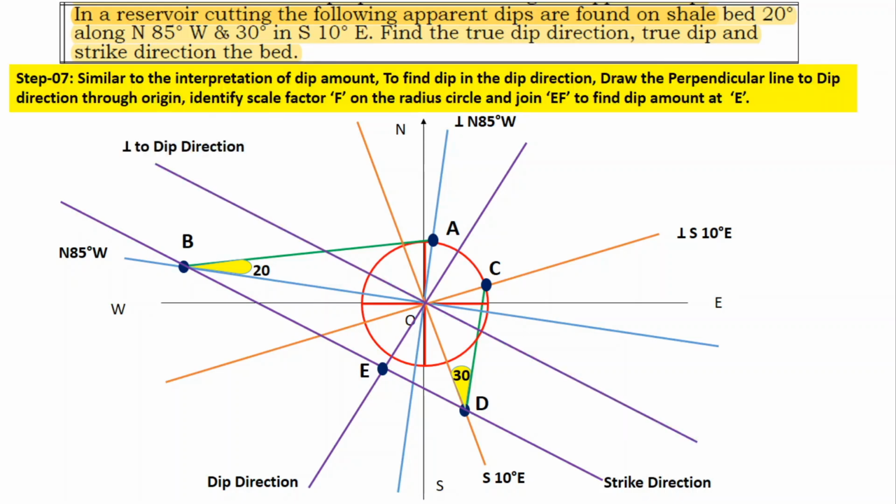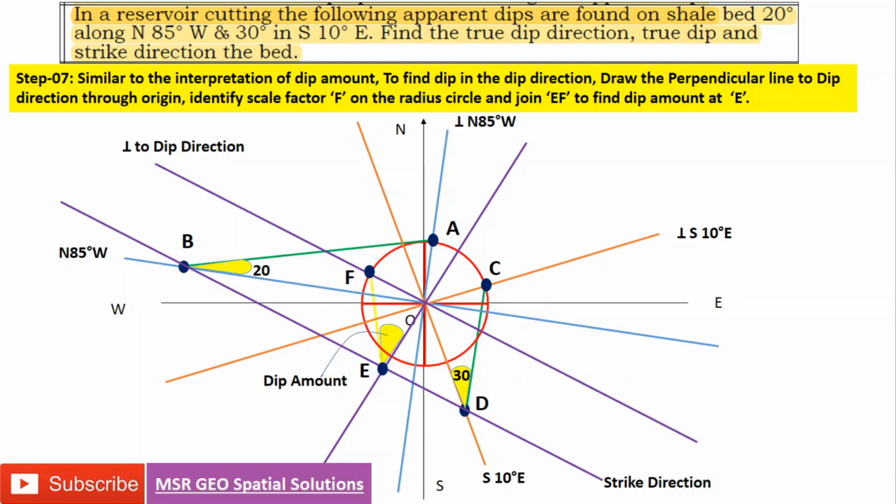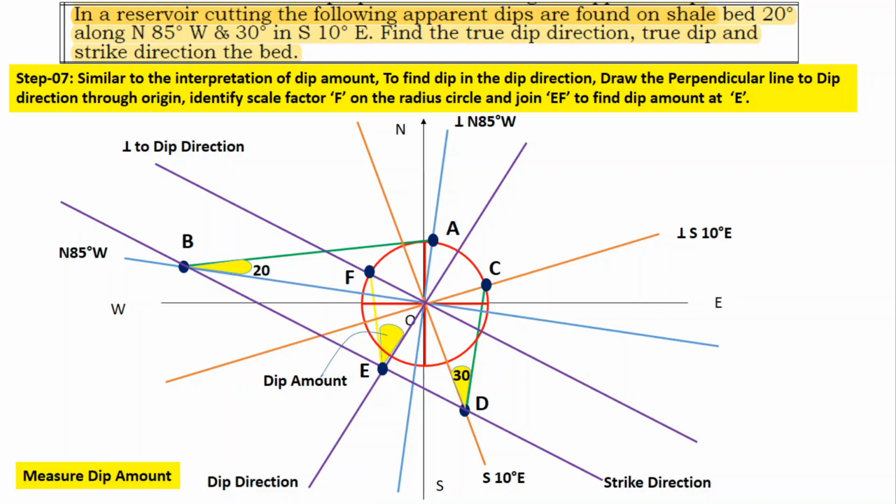Draw a perpendicular to the dip direction through origin O. Locate point F on the radius circle. Join points E and F to determine the true dip amount. Measure the dip amount. Thus, we have determined the strike direction, true dip direction, and true dip using graphical construction.